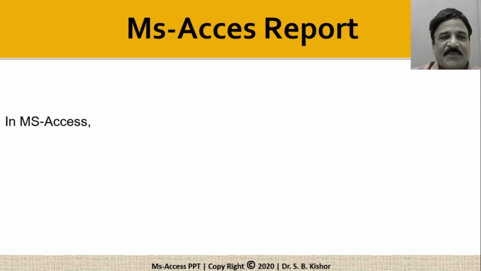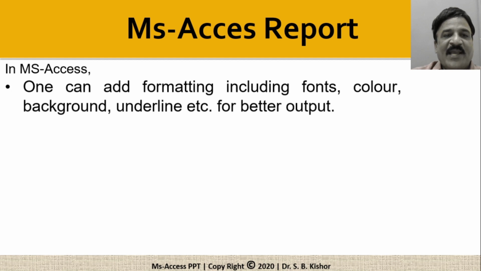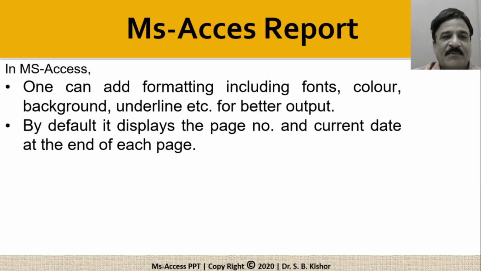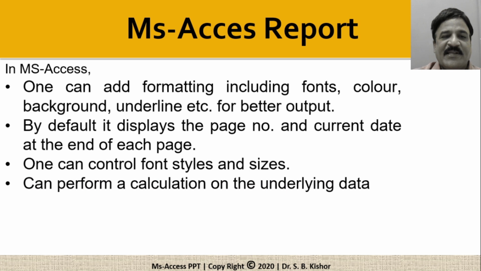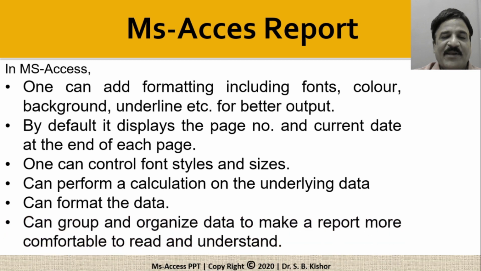When we are talking about an MS Access report, one can add formatting including fonts, color, background, underline, etc. for better output. By default, it displays what? A page number and current date at the end of each page. One can control the font style and sizes, perform calculations on underlying data, format the data as per your requirement, and group or organize the data, that means sorting, to make a report more readable and comfortable or for better understanding.